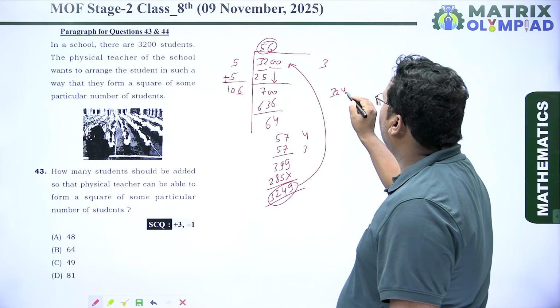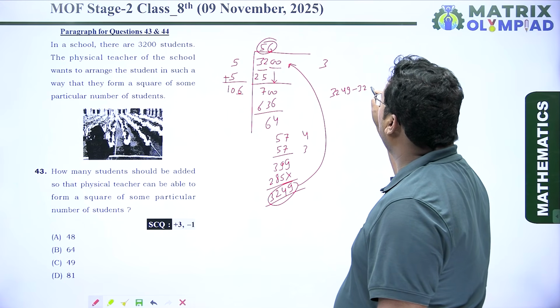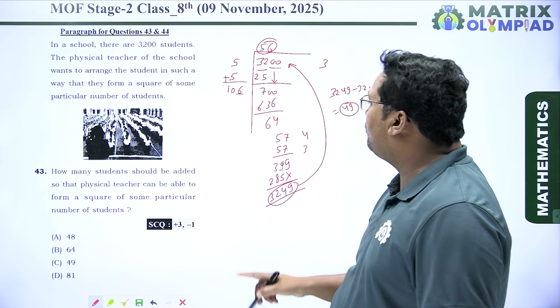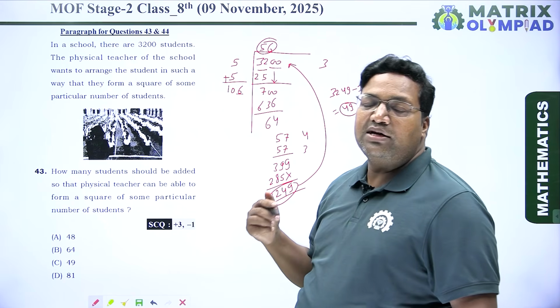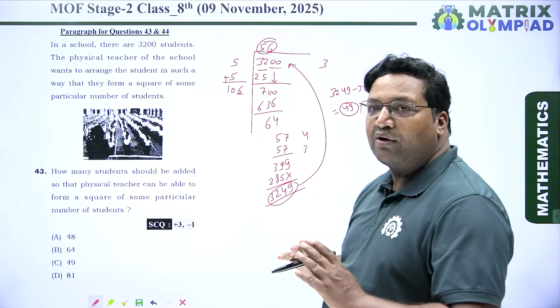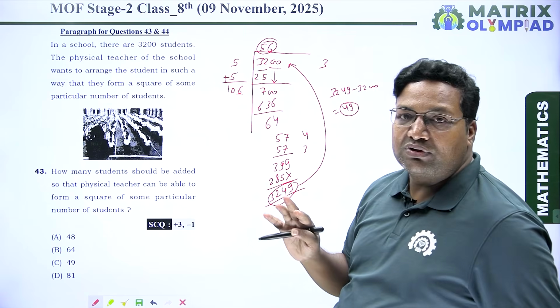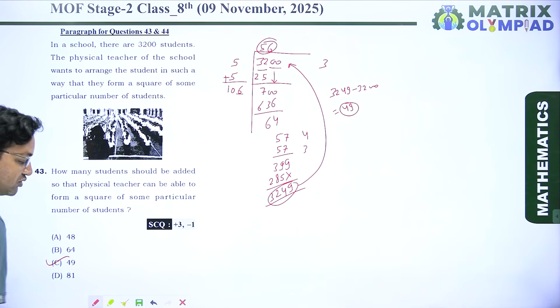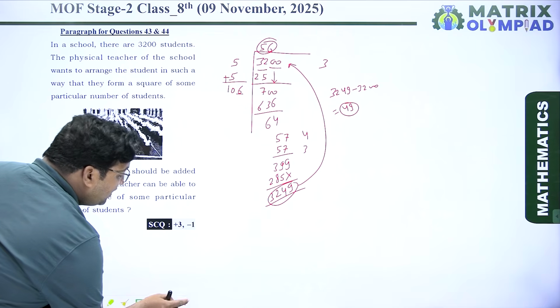So we get 3249 minus 3200, which is equal to 49. It means we have to add 49 students more to get the number of columns and number of rows the same. So our answer is 49, which is option C. So option C is the right answer. Now coming to the next question.